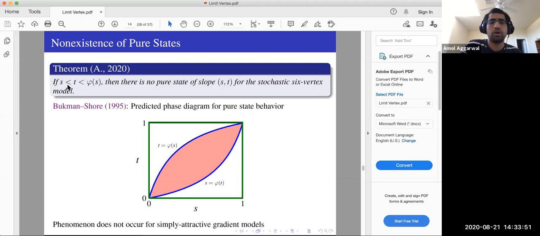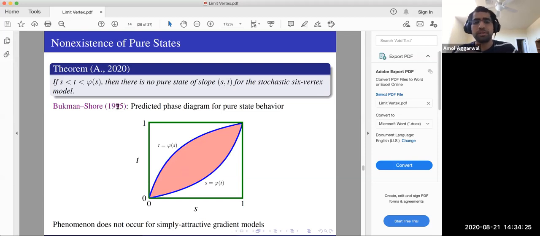Okay, so our recent theorem is that if I pick a point between these two curves, so if s < t < 5s, there is no pure state for the stochastic six-vertex model of that slope. So again, this phenomenon does not occur for simply attractive gradient models. The fact that the stochastic six-vertex model is not simply attractive is not just a technicality. It actually changes the behavior of the pure states of this model.